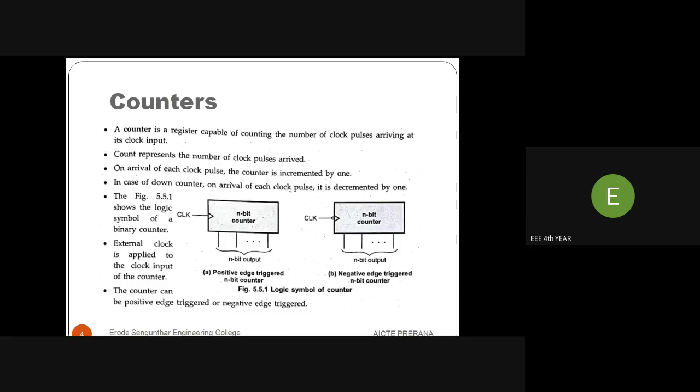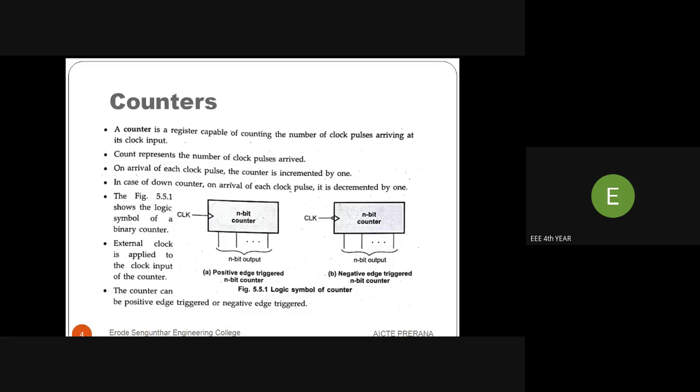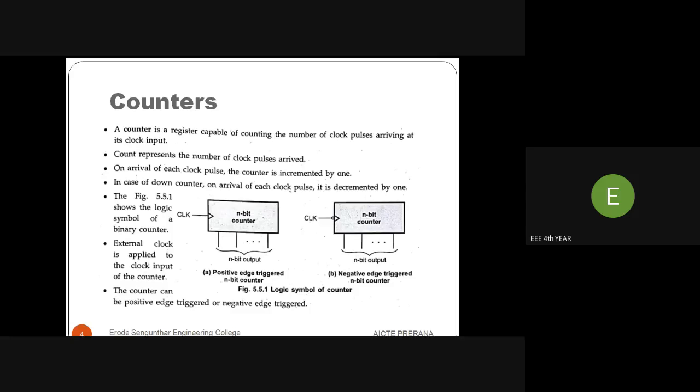This is called a down counter. See the two figures shown. The first image shows a positive triggered counter. The second image shows a negative triggered counter. See the difference between the two images; the difference is the clock pulse input. In the first image, the clock pulse is given directly to the clock pulse input. In the second image, the clock pulse is given to the input of the counter through a complementing gate.